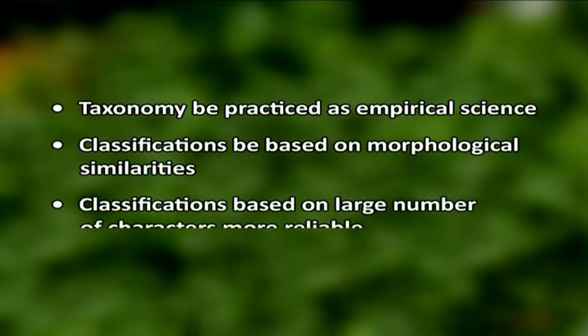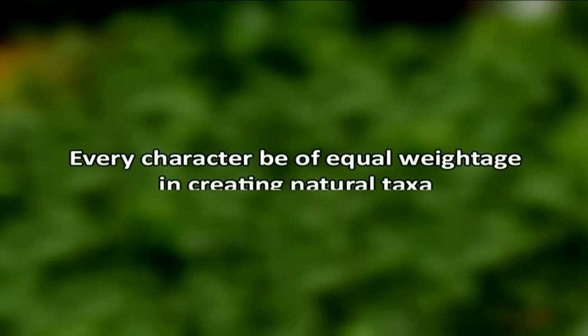Number third, classifications based on a large number of characters will be more reliable. Number 4, every character should be of equal weightage in creating a natural taxa. Number 5, overall similarity between any two entities is a function of their individual similarity in each of the many characters for which they are being compared.